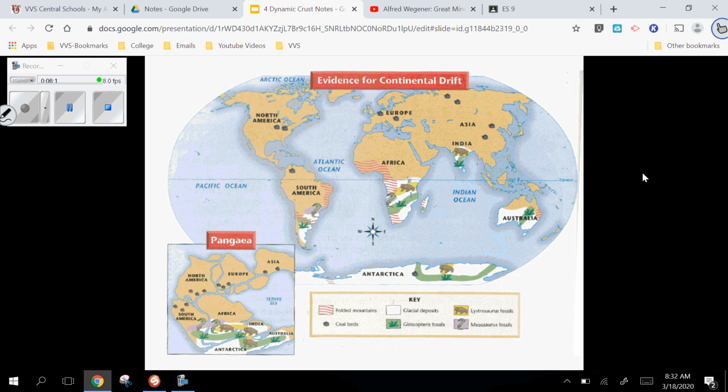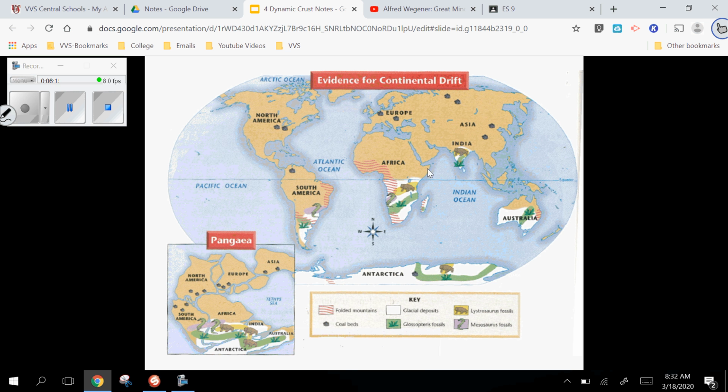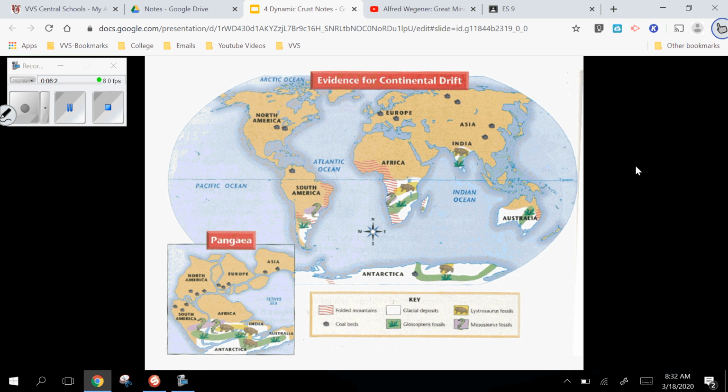You can kind of see here where we find all those different evidences. We can see them on the different modern continents, and then we can manipulate it down here in the bottom right to create that Pangaea, where we can find a lot of the southern continents with the fossils. We got the coal, coal beds that match up nicely. So we've been able to recreate kind of what he was working on back in the early 1900s.